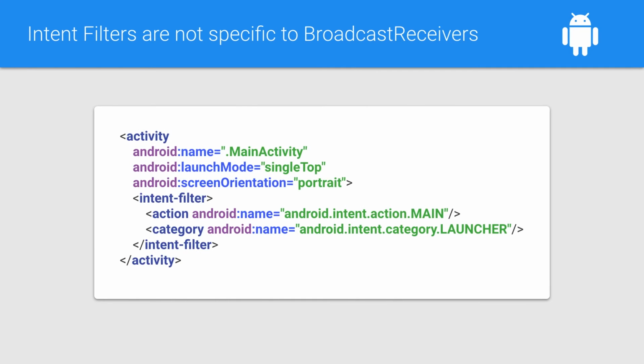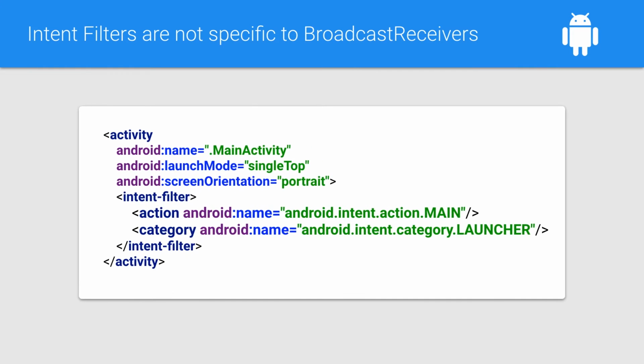For example, the first activity in your app always has an intent filter. This intent filter uses the action main and the category launcher, as seen here. This signals that this is the main entry point for your app, and when the launcher starts an intent to launch the app, this is the activity that should be triggered by that intent.